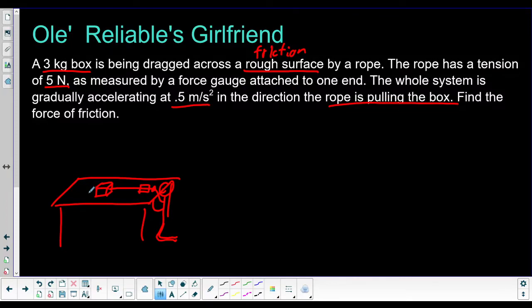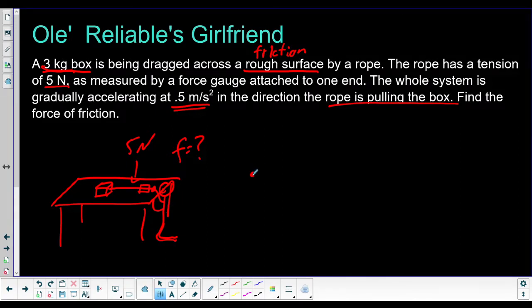This table is like one of the school tables, so it's covered in dirt and drool from sleeping students, and it's going to hold it back a little bit. So it's not going to accelerate with the full force of this rope. It's going to accelerate a little less just because of friction. So our goal here is, knowing how hard we're pulling, 5 newtons, knowing the acceleration and the mass of the box, we want to figure out what is friction. So we're going to draw a force diagram to look at a nicer picture of what's going on here. Let's balance our table, and then we'll use a sum of forces equation to try and figure that out.